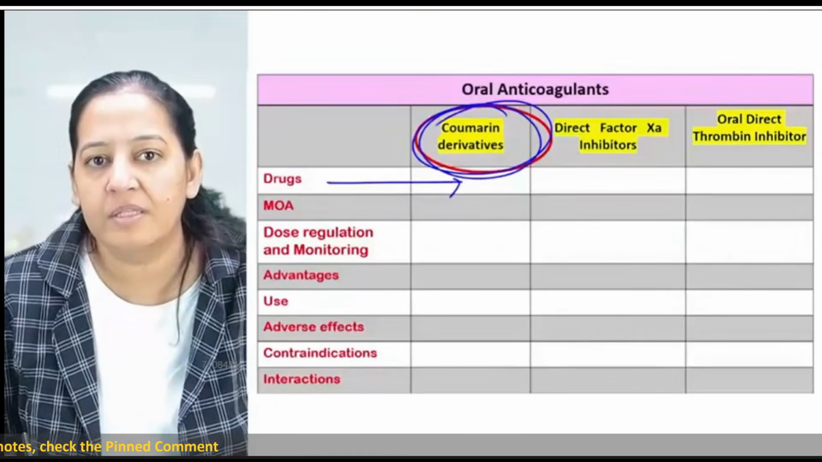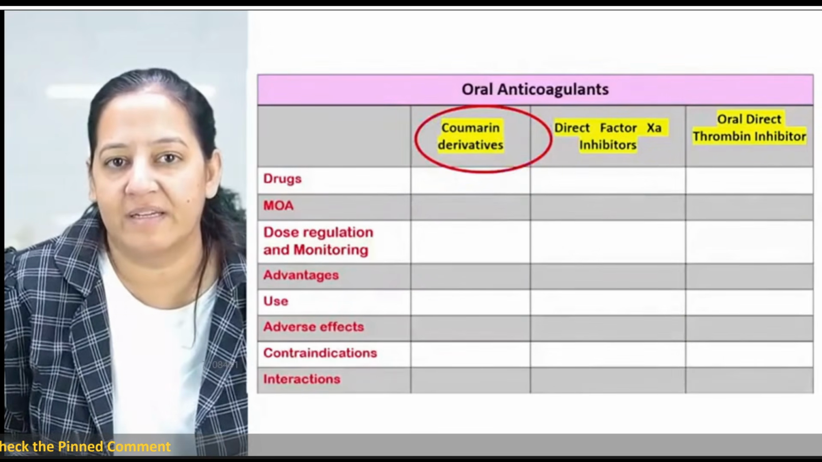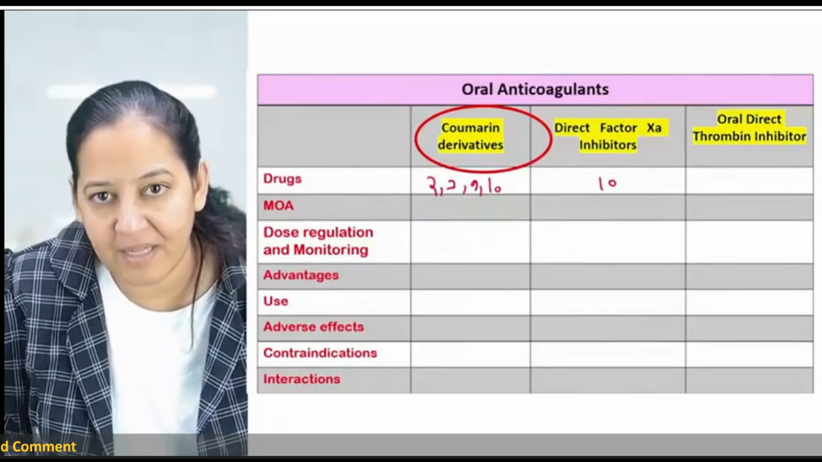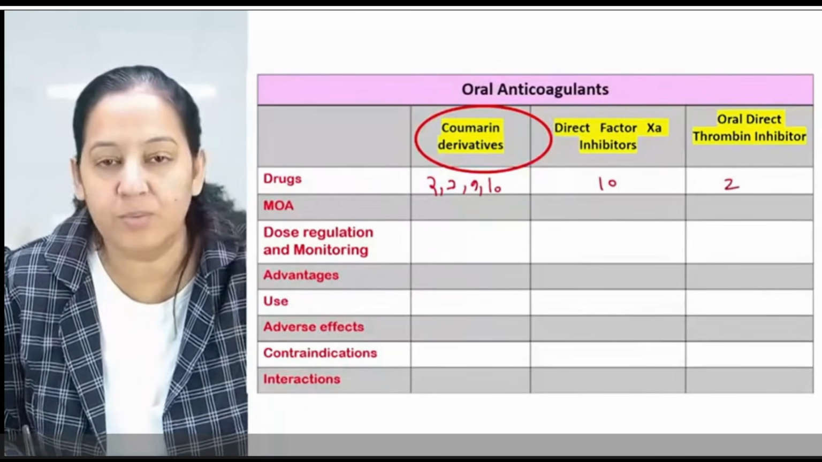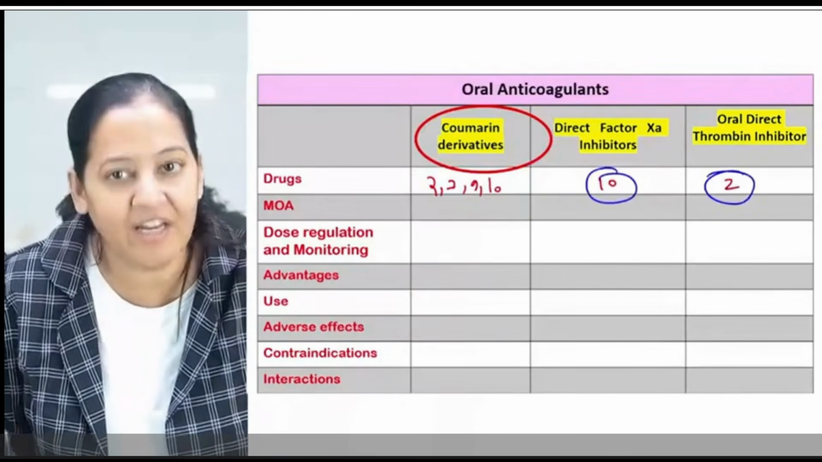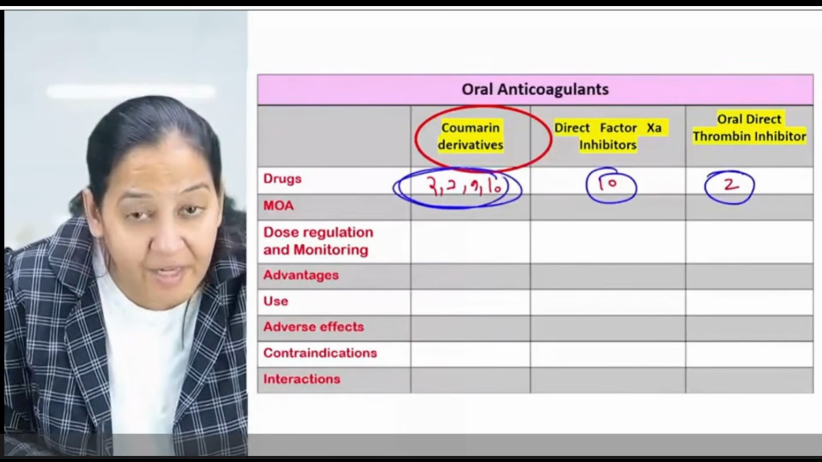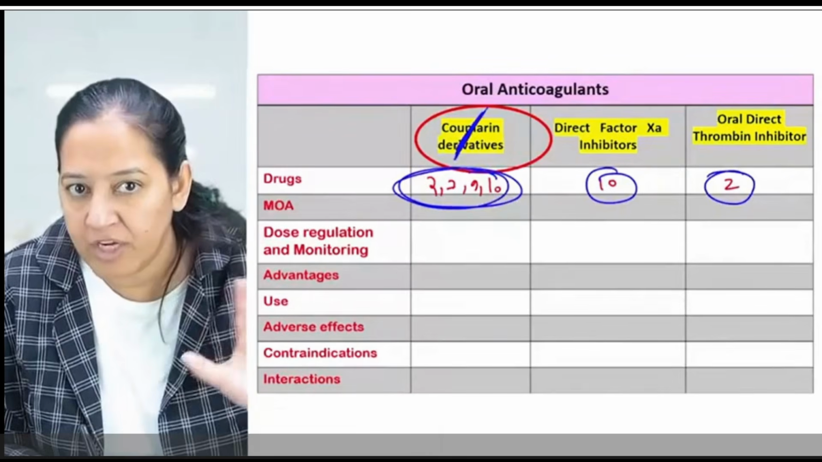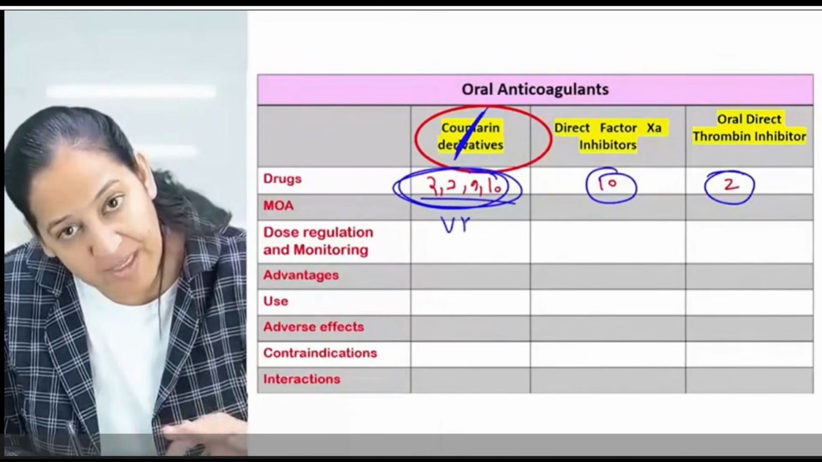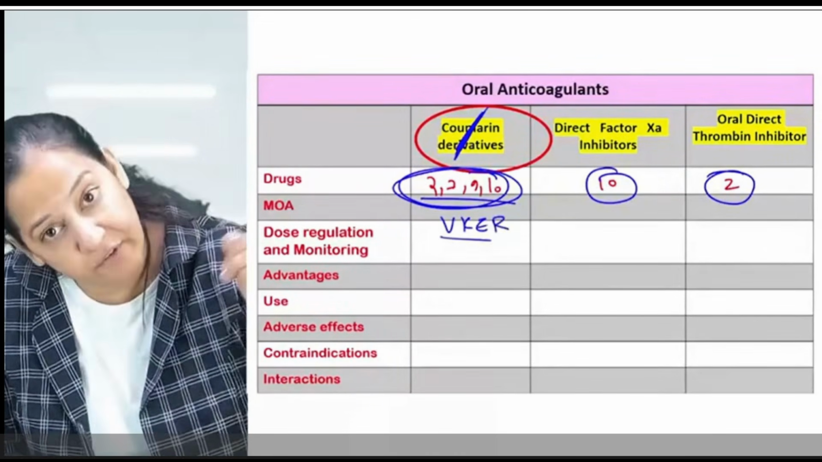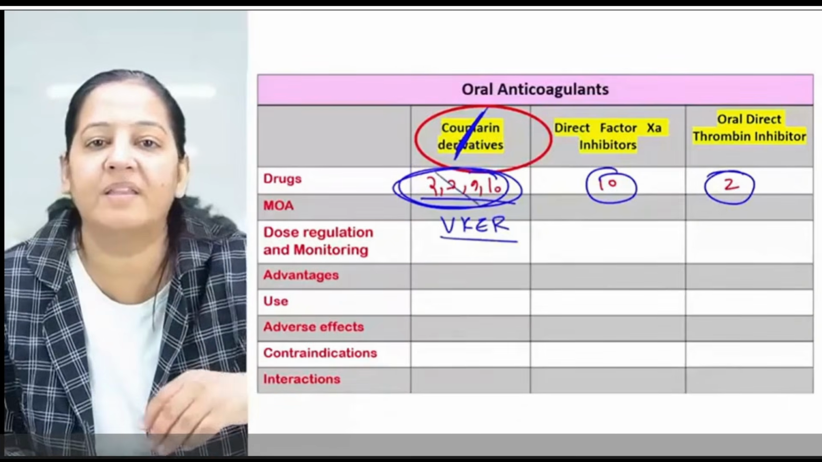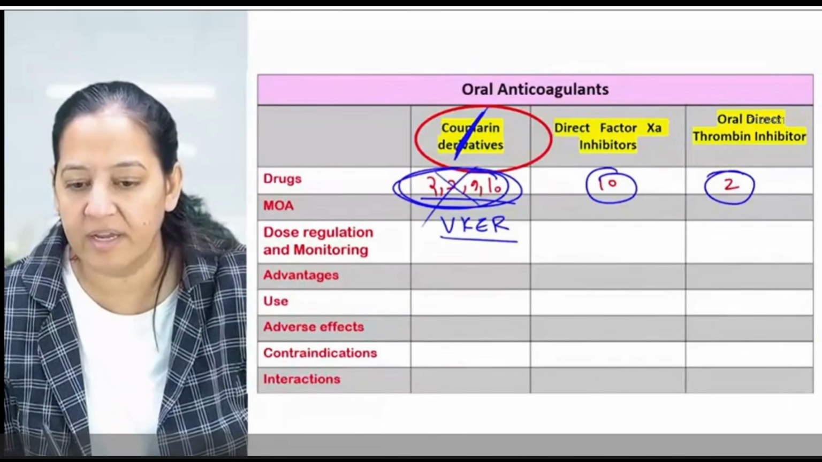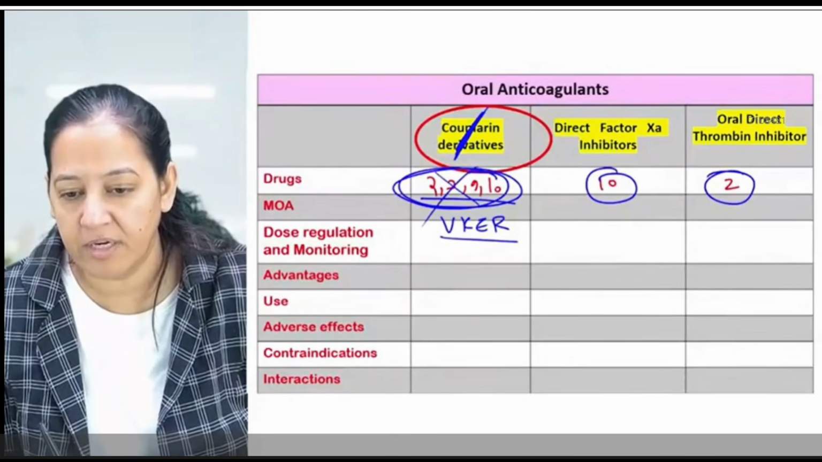I told you, na. So this one inhibits 2, 7, 9, 10. This one inhibits 10, this one inhibits 2. Okay, but this one is directly inhibiting 10, this one is directly inhibiting 2, and this is indirectly inhibiting these 4. Because warfarin or any of the coumarin derivatives do not inhibit them directly. They inhibit the vitamin K epoxide reductase, which is required for vitamin K activation. And if there is no active vitamin K, they are not activated. So they are indirect inhibitors. Got it?